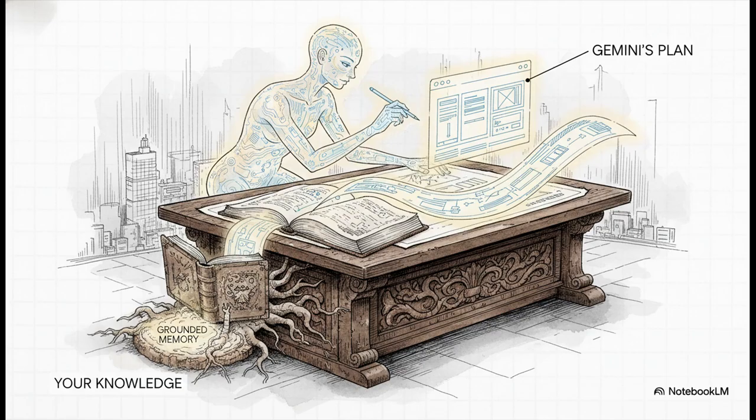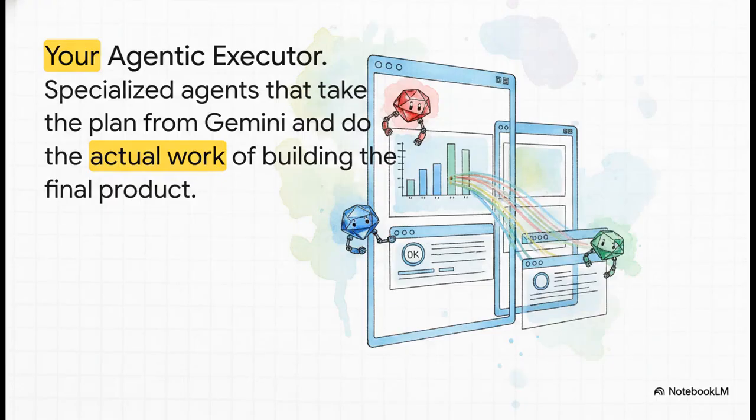Second, you've got Gemini. Gemini acts as your deep reasoner. It connects directly to that NotebookLM memory you just created, and its job is to understand, to synthesize, and most importantly, to plan what to build. If NotebookLM holds the blueprints, Gemini is the architect that reads them and figures out exactly how to construct the building.